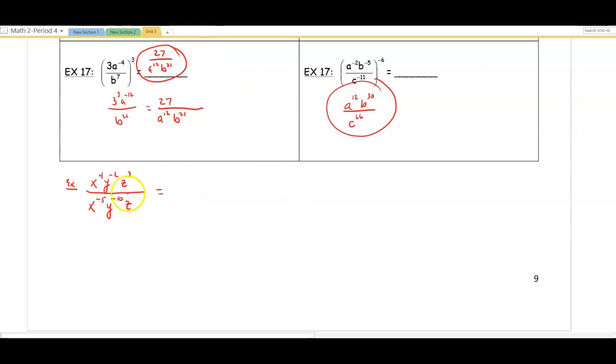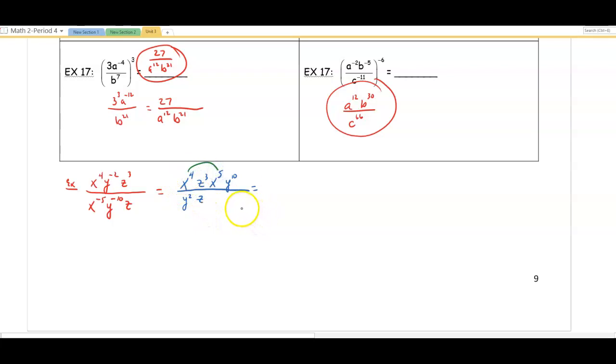Anytime I get problems like this, the first thing I do is get rid of negative exponents. And I start by saying, is x to the 4th going to stay or go? Remember, if it has a positive exponent, it stays. Negative exponent, it goes. So x to the 4th is going to stay. Y to the negative 2 goes down and becomes positive 2. Z to the 3rd stays. X to the negative 5th, now that's going to come up to make that exponent positive. Y to the negative 10th comes up to make that exponent positive. And z stays.